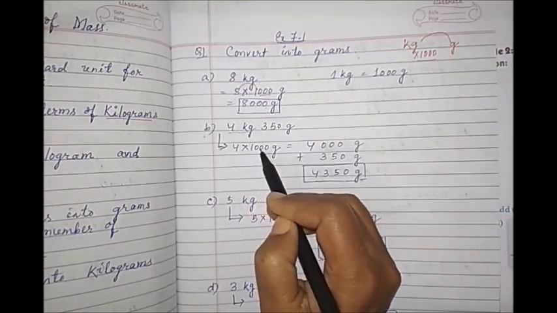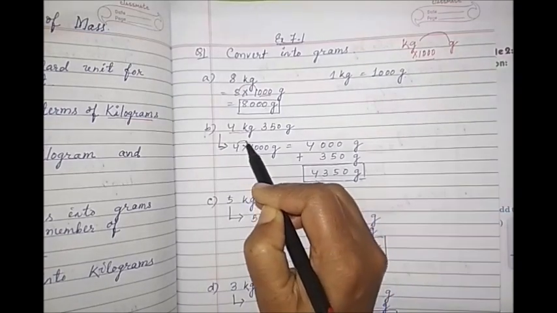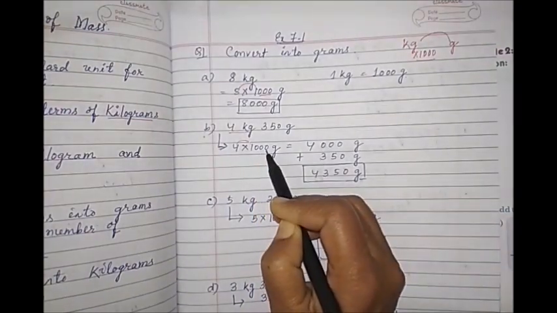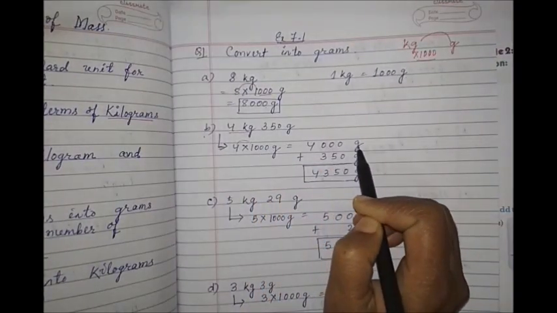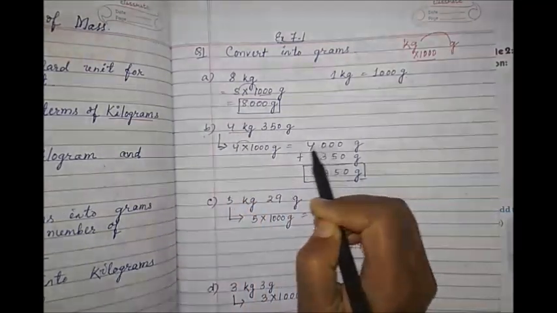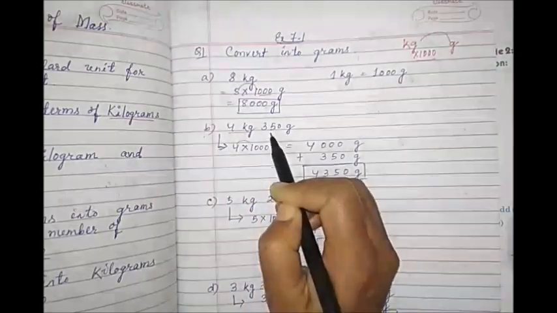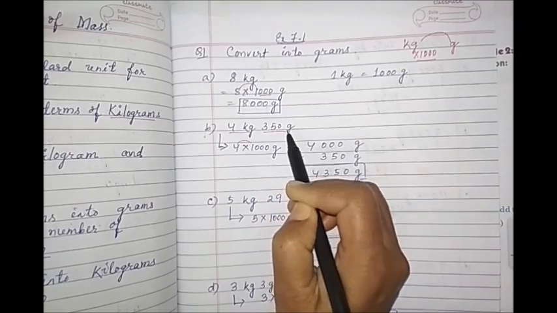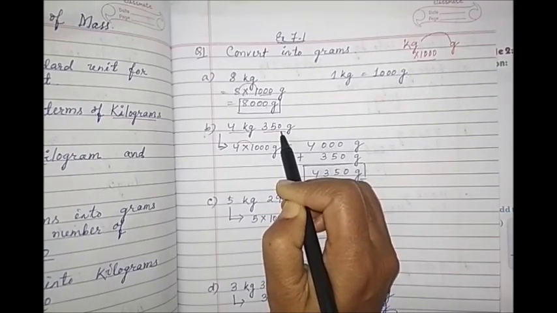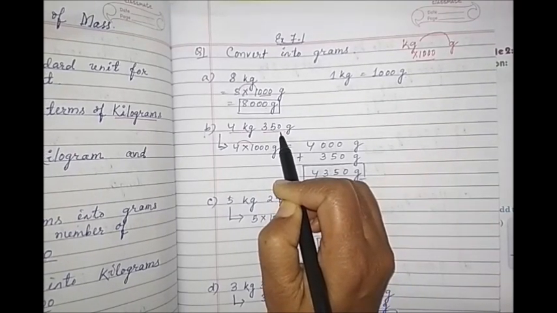4 multiplied by 1000 gram. 4 ones are 4. Then 3 zeros are there, it is 4000 gram. So now 4 kilogram is equal to 4000 gram, and we have 350 gram. This is already in gram form, so no need to change into gram.